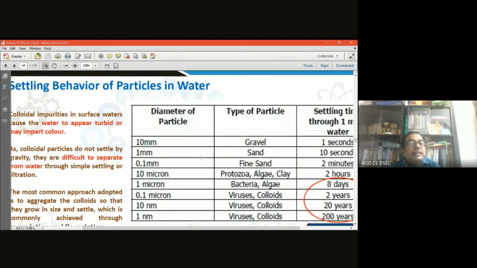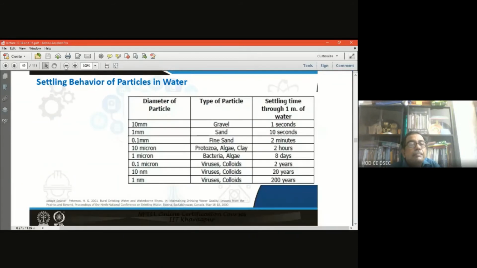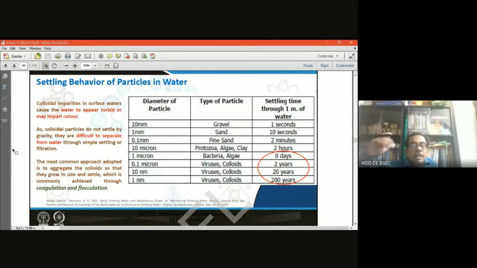The settling behavior of the particles also needs to be discussed. It is very important and interesting, because we start from 10 millimeter, the biggest particle matter, and end at the smallest particle matter, that is 1 nanometer. Let us put an example and see how it settles, in what duration it settles, to give a clear idea about the settlement of that type of particle.